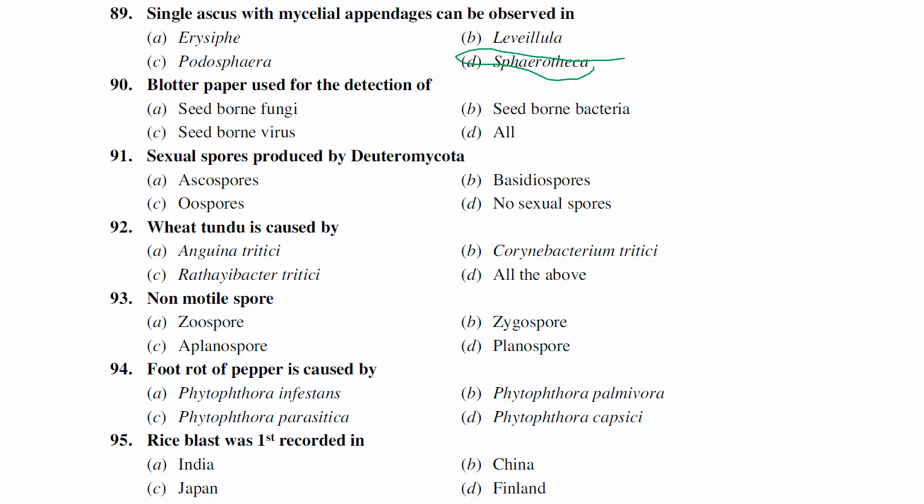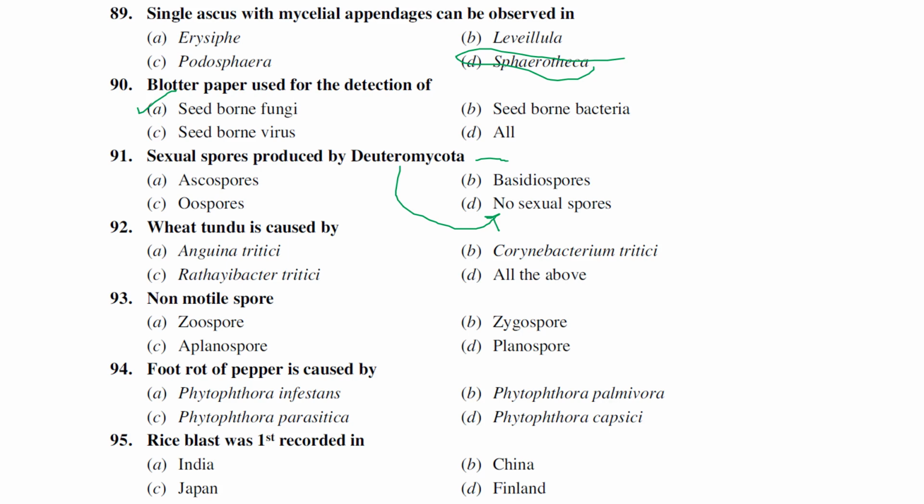Blotter paper test is generally used for the detection of seed-borne fungi. Sexual spores produced by Deuteromycota: Deuteromycota produce no sexual spores. Deuteromycota is called dustbin fungi or fungi imperfecti because it has no sexual stage. Now it is classified under Ascomycota. Generally, Deuteromycota means no sexual spores.